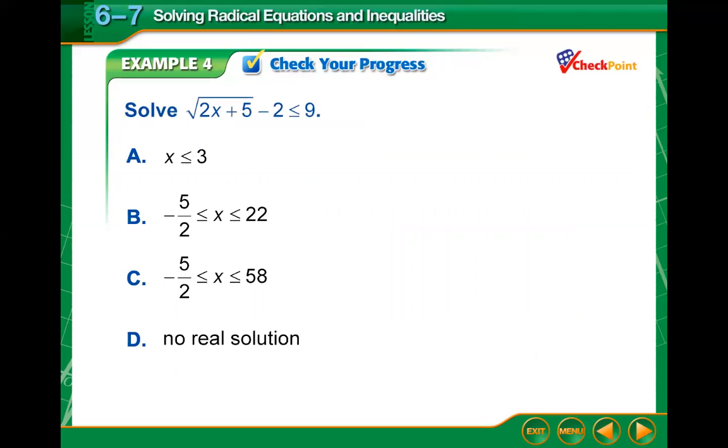So go ahead and try this one out. Working it out, you should get C, negative 5/2 is less than or equal to x, which is less than or equal to 58.